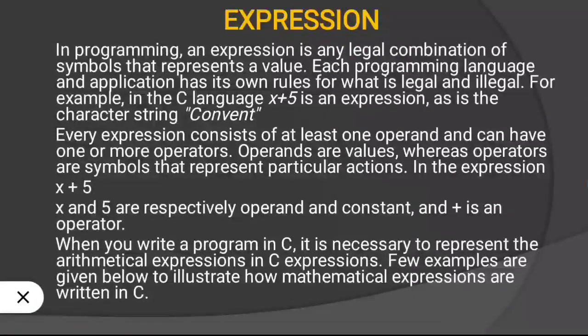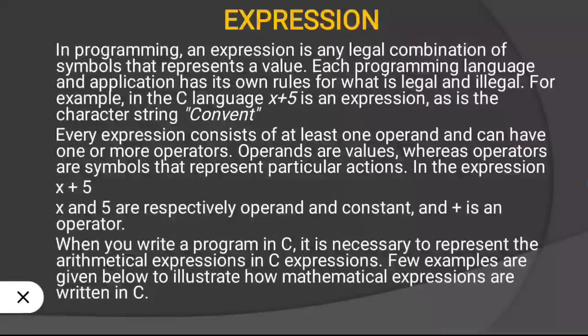Operands are values whereas operators are symbols that represent a particular action, meaning whatever we need to do, we will solve according to the operator. In the expression x plus 5, x and 5 are respectively operand and constant, and plus is the operator. When you write a program in C, it is necessary to represent the arithmetical expression in C expressions.